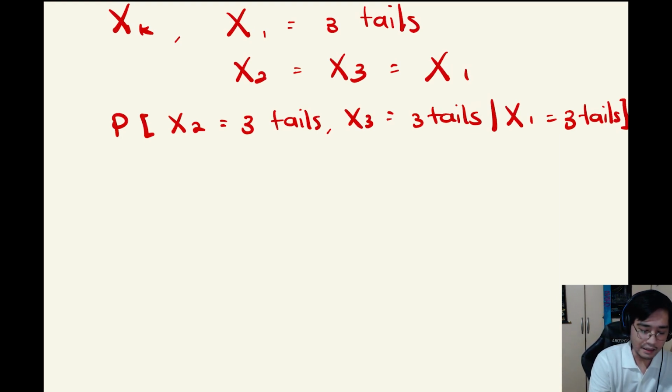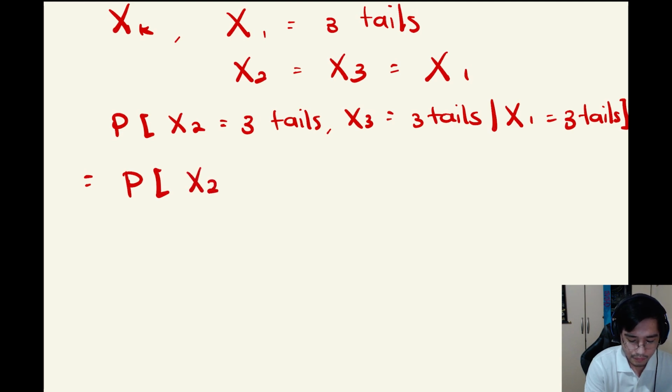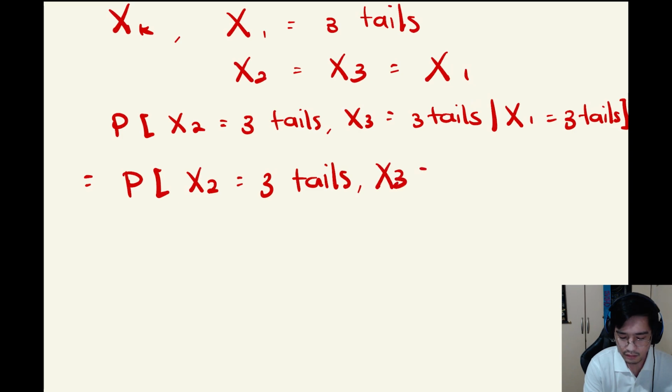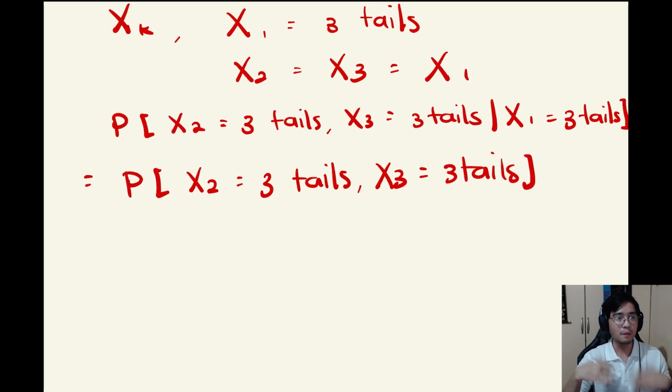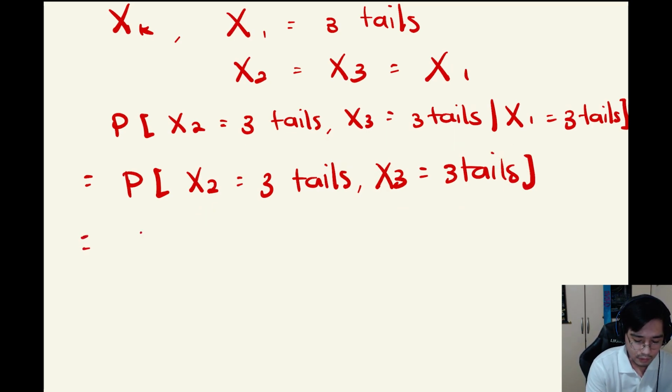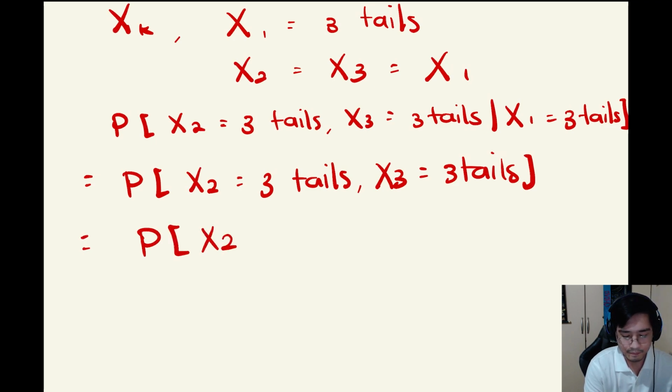And this is equal to the probability that x2 is equal to 3 tails and x3 is equal to 3 tails, because this outcome is independent of this one. Therefore, we can simplify the probability expression into this result. And once again, these two events are independent of each other. Therefore, we can multiply their probabilities.